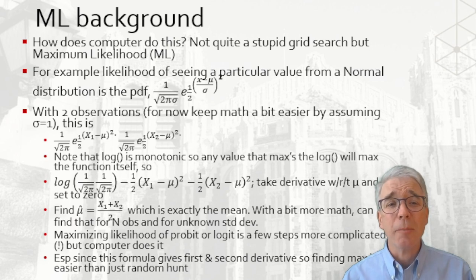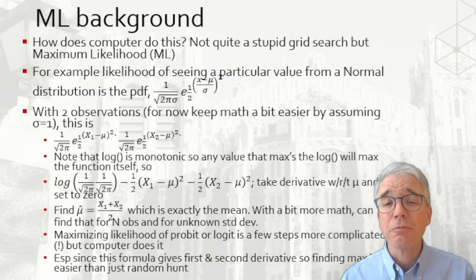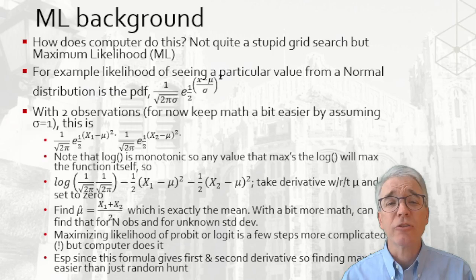What's going on in the background is what's called maximum likelihood estimation, ML. Here's a really simple example. If I see observations from a normal distribution, the likelihood of seeing a particular value is the PDF. I can write that down for 2 observations. For now, to keep the math easier, assume sigma equals 1. So 1 over the square root of 2 pi times e to the minus 1/2 (x minus mu) squared.